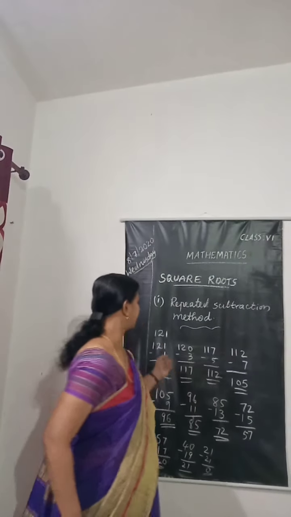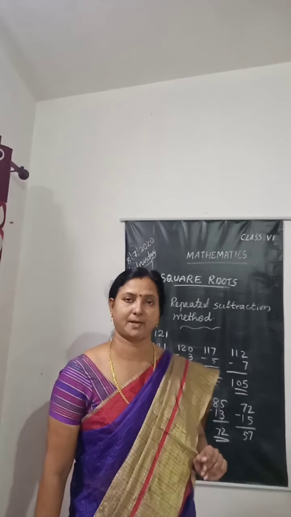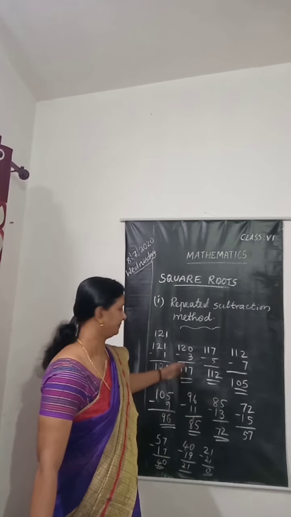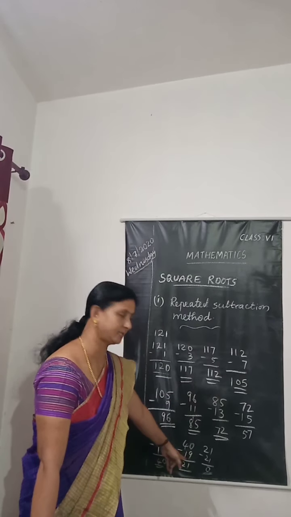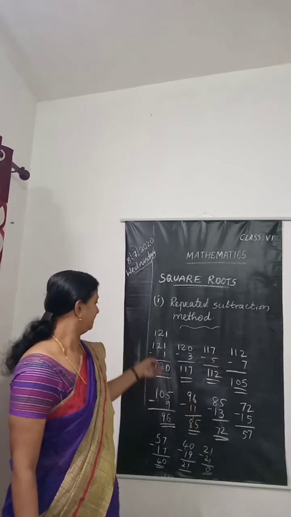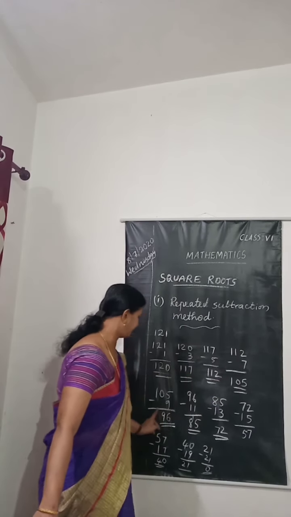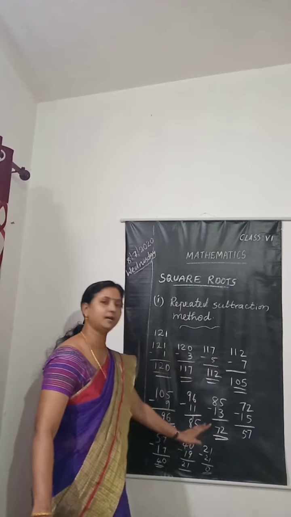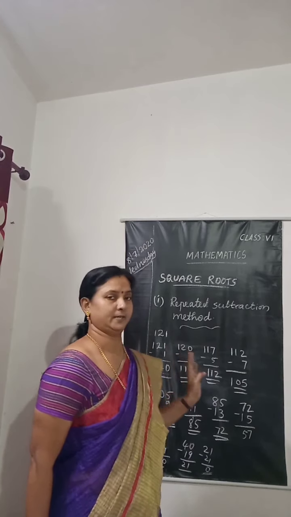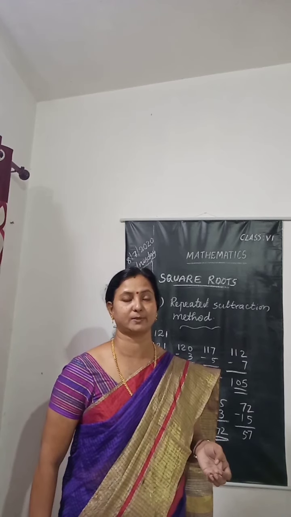Let us see one more example, that is how to find square root of 121 using repeated subtraction method. Here it is 121 minus 1, 20. Continuously subtracting till you get 0 as answer. To find the square root of 121, count the number of times you have subtracted: 1, 2, 3, 4, 5, 6, 7, 8, 9, 10, 11. How many times we have subtracted? 11 times. So square root of 121 is equal to 11.